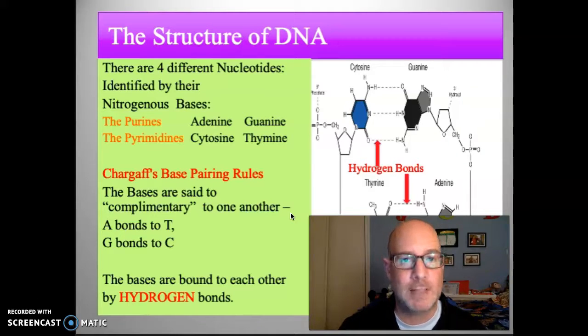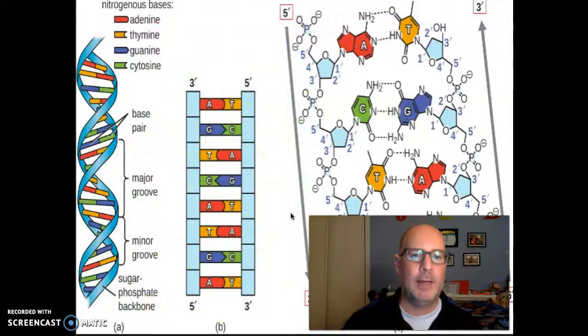So sugar phosphate backbone, okay? And then the bases are going to be in the middle. All right, there's a picture of DNA. The picture over on the right is showing a little bit more detail. It's showing the phosphate and sugar groups. The picture on the left there is kind of ignoring the sugar phosphate backbone and is looking at where the DNA is.